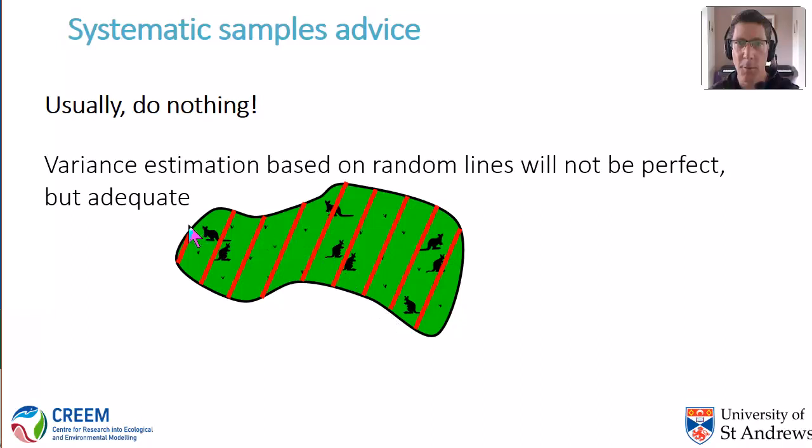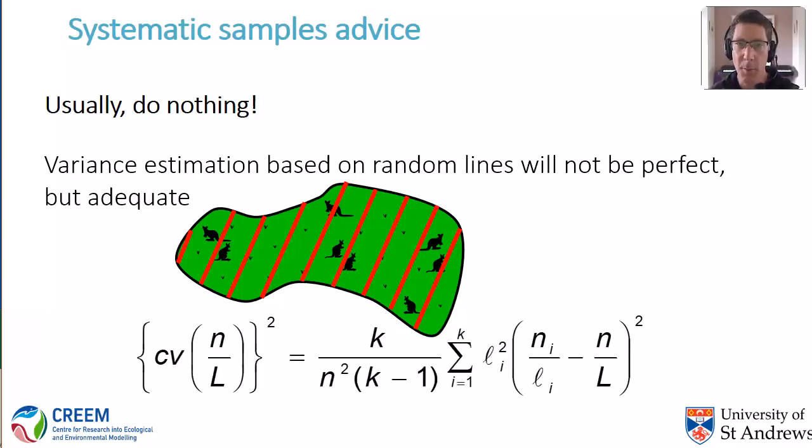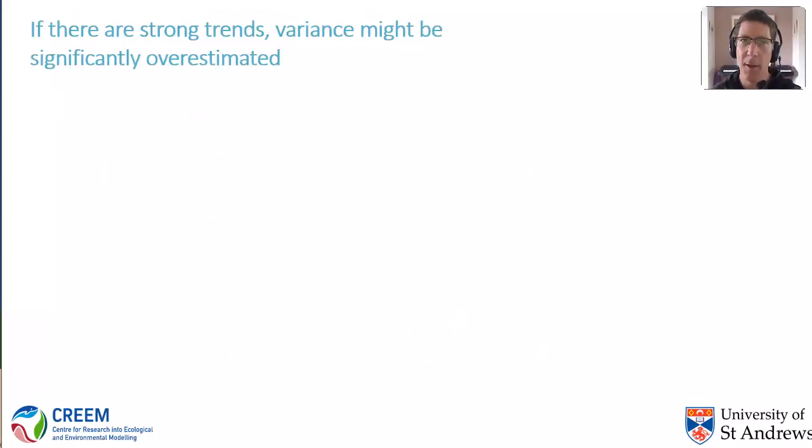So there's no strong pattern of high and low density areas there. This is the standard formula that we use for estimating encounter rate variance. In this kind of case, where the lines are relatively similar lengths and the animals are relatively evenly spread, it will give a good estimate of the true encounter rate variance. However, if there are strong trends either in line length or in animal density, then you might get an overestimate.